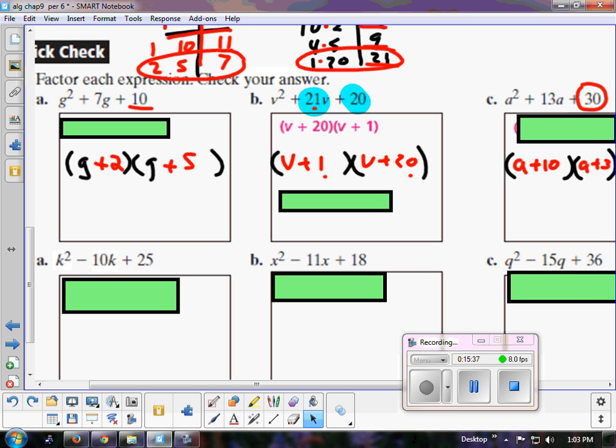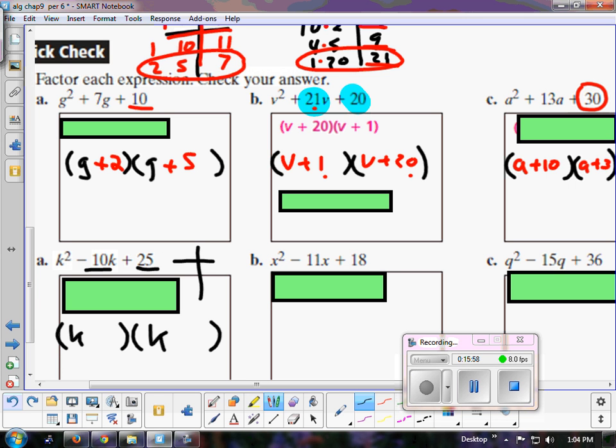Okay, now we have some negative signs down here. So let's take a second. Factors of 25 that add up to negative 10. Khadija, what do you got? 5, but more importantly, it's got to be negative 10. So I make my chart and put a 25 here. If I put 5 and 5, that adds up to 10, not negative 10.